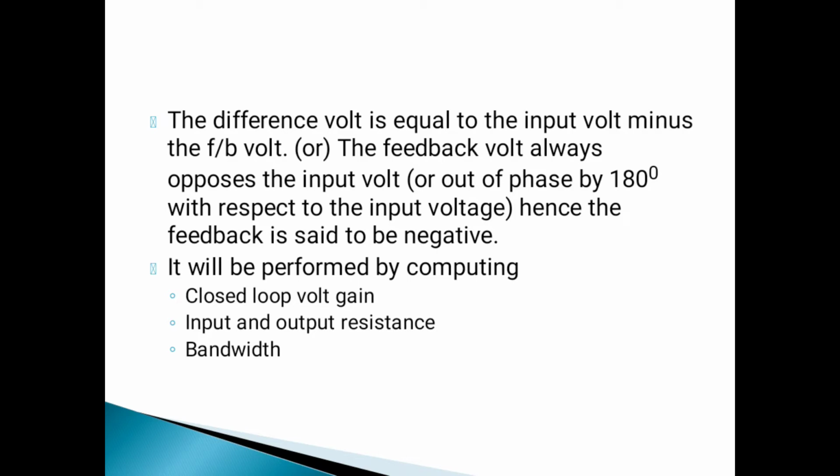The difference voltage is equal to the input voltage minus the feedback voltage, F times B. The feedback voltage always opposes the input voltage. Hence, the feedback is said to be negative. We will perform this by computing closed loop voltage gain, input and output resistance, and bandwidth.